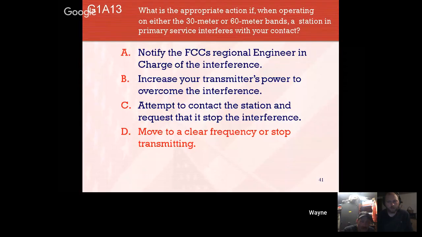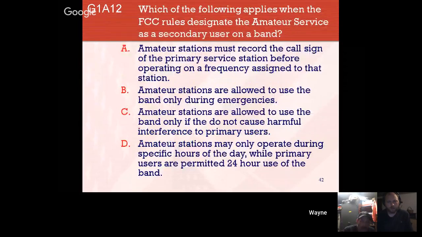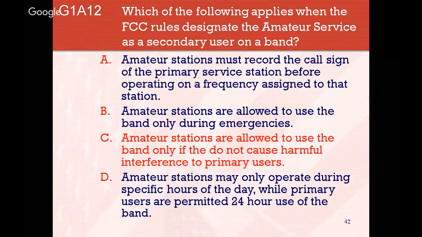D is your answer. Which of the following applies when the FCC rules designate the amateur service as a secondary user on a band? Again, it has to do with who has priority. When you look at all the answers there, the only one that seems to be appropriate is amateur stations are allowed to use the band only if they do not cause harmful interference to primary users, being the government.